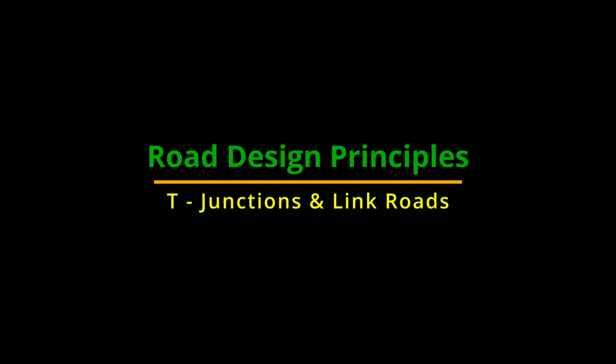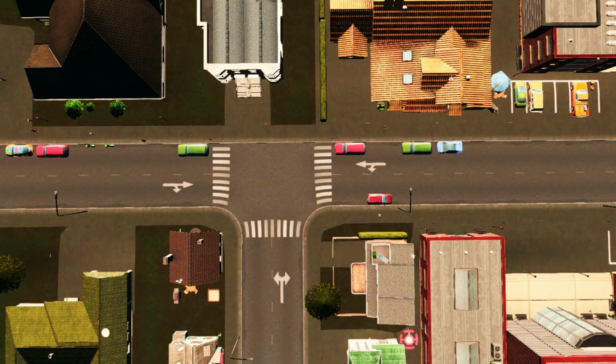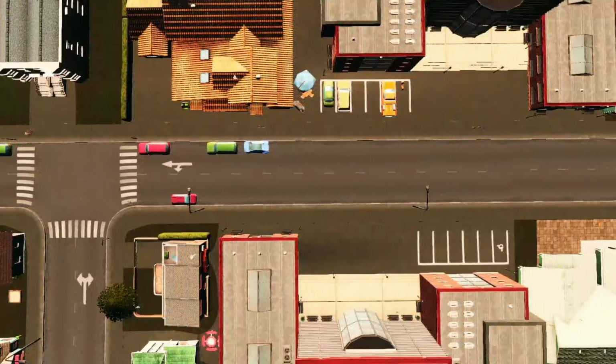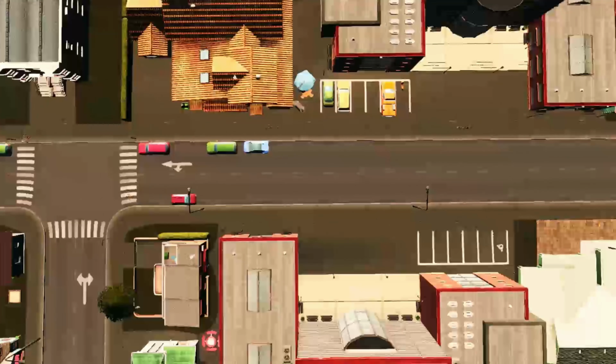Chapter 6. T-junctions and link roads. Now let us move to intersections. Intersections are among the highest accident-prone areas on highways. At locations where village roads, minor roads, or local roads connect with highways, proper junction planning becomes essential. A poorly designed junction can create sudden braking, blind spots, side impact crashes, and traffic congestion.